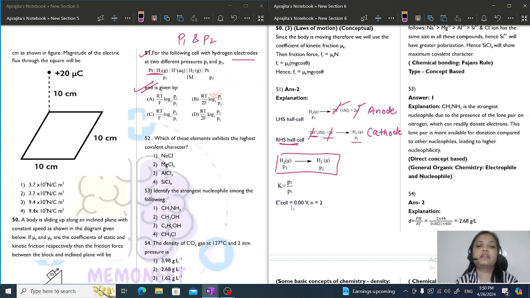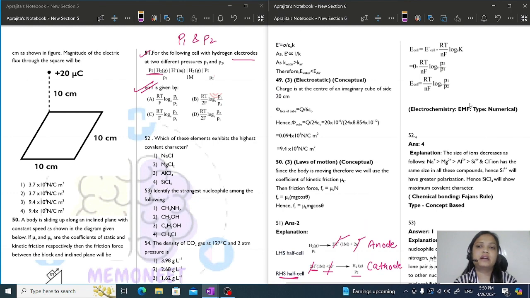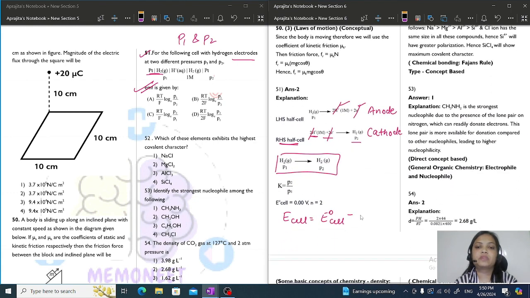Now we need to find the E cell, so the formula for E cell in this case would be E naught cell minus RT upon NF log K. So in this case K would be, so we know that K is the species present at the product divided by the reactant. There is pressure given to us, so we will take the pressure at the product side P2 divided by the pressure at the reactant side P1, so K is P2 upon P1.